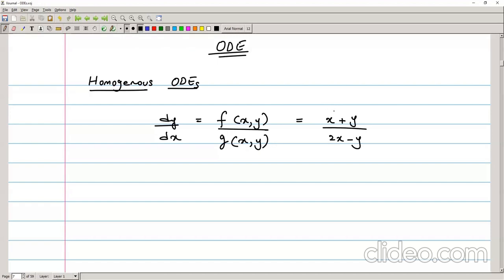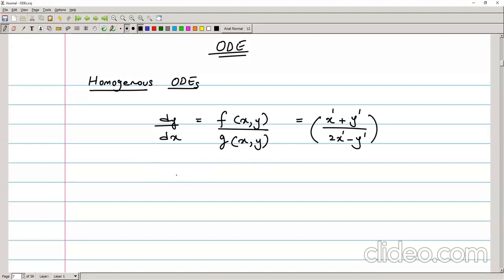so we can see that the power of x is 1, the power of y is 1, and here also the power of x is 1 and y is 1, right? So in this way, if the problem is given of this kind, then we can call it a homogeneous equation, and we can solve it using the approach of homogeneous equations.